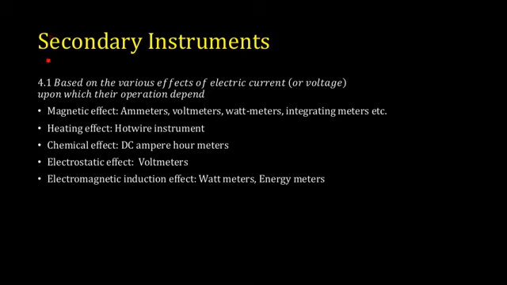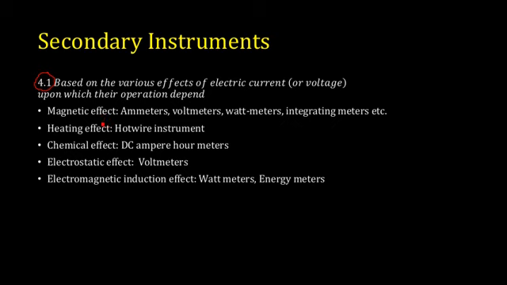Now again, secondary instruments are classified into different types. The first one is based on the various effects of electric current or voltage upon which the operation depends. That is, as we have already seen, in deflection type of instruments, the pointer is deflecting based on some effect which the current or voltage produces. This effect can be magnetic effect, heating effect, chemical effect, electrostatic effect, or electromagnetic induction effect.